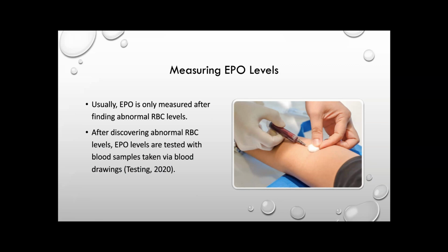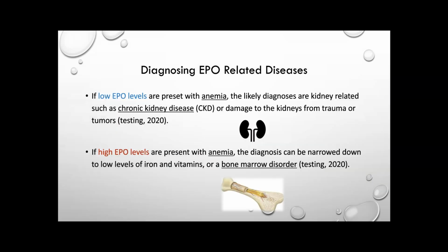EPO levels are tested with blood samples taken via blood draws. If low EPO levels are present with anemia, the likely diagnoses are kidney-related, such as chronic kidney disease or damage to the kidneys from trauma or tumors. If high EPO levels are present with anemia, the diagnosis can be narrowed down to low level of iron and vitamins or a bone marrow disorder.